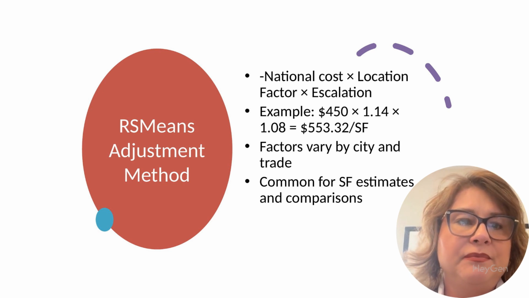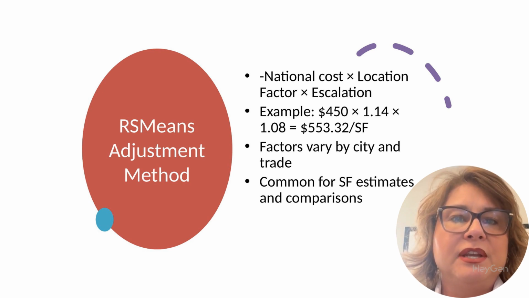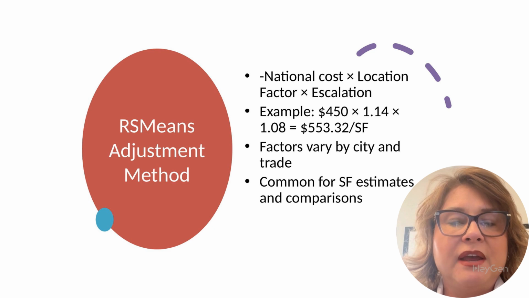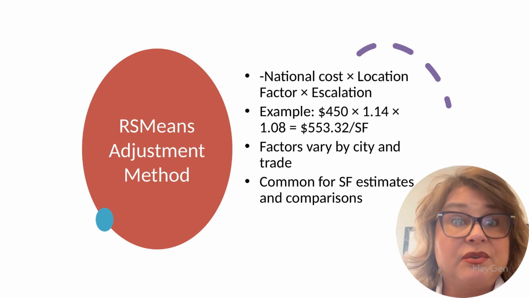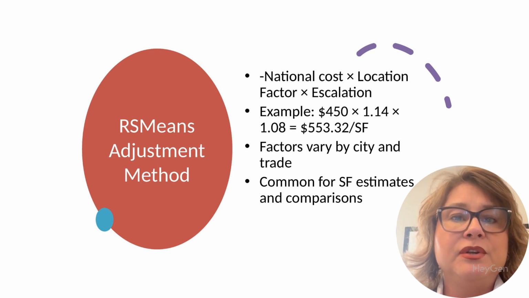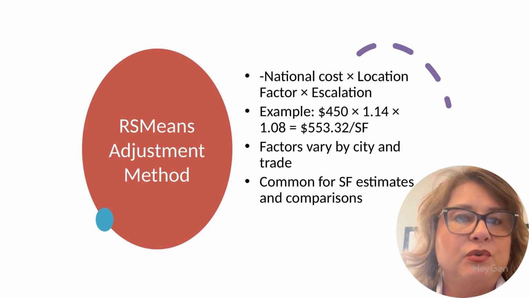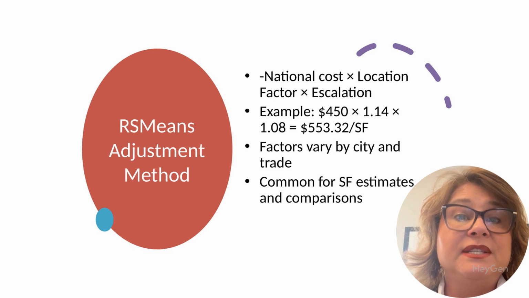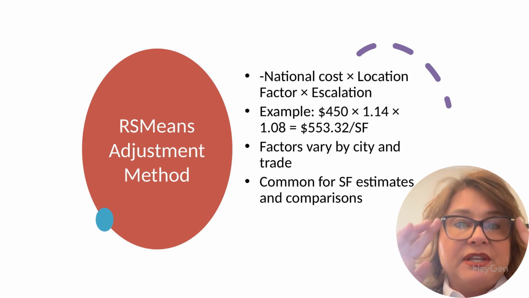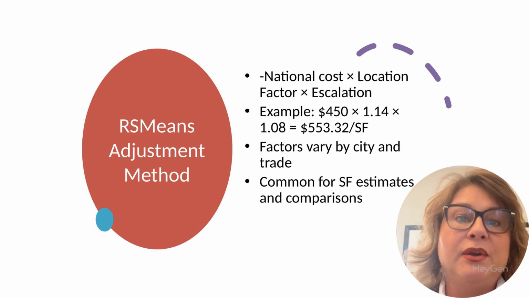We multiply. 450 times 1.14 equals $513 per square foot. Then 513 times 1.08 equals $553.32 per square foot. This gives us a better estimate for our local project in today's dollars. Just remember, location factors vary by city. Escalation depends on market trends, and this method works best for conceptual estimating and benchmarking in early design.